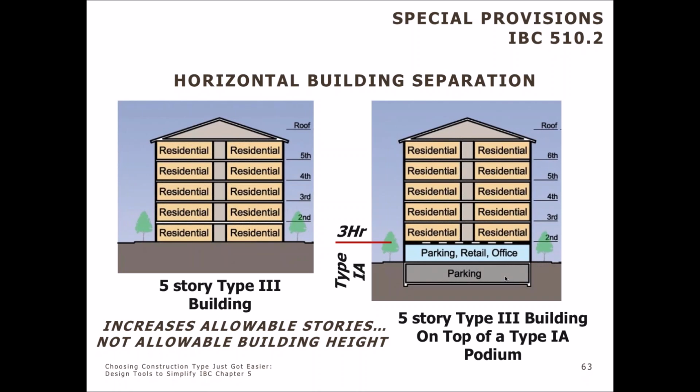Now, one of the caveats here is that the number of stories is measured from the top of the podium, but the overall building height in terms of feet is still measured from grade plane. So for the example on the left, a 5-story type 3A building, we would be allowed to go 85 feet from grade plane. Even though on the right, we've introduced this podium, we still have to measure that 85-foot limitation from grade plane. We can't measure that from the top of the podium.